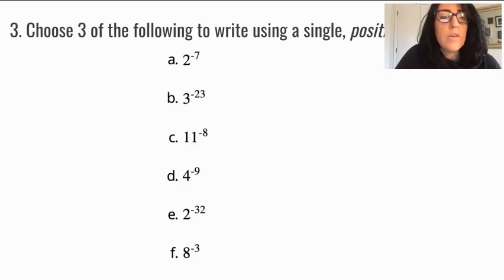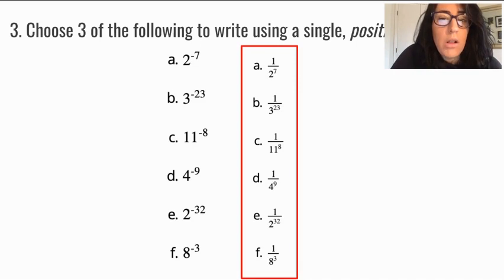In question 3, you had to choose 3 of the following to write using a single positive exponent. So all of these were written with negatives. These would be all of them written with positives. So again, 2 being raised to a negative power is saying that we are actually multiplying a half by itself 7 times. So it can be written as 1 over 2 to the 7th.